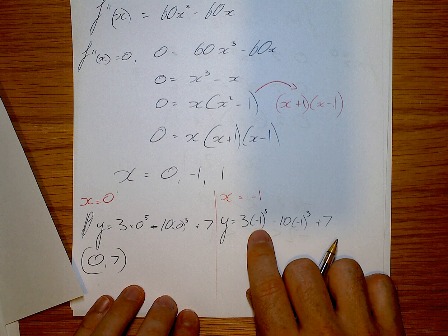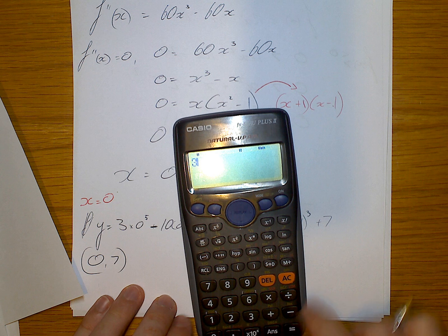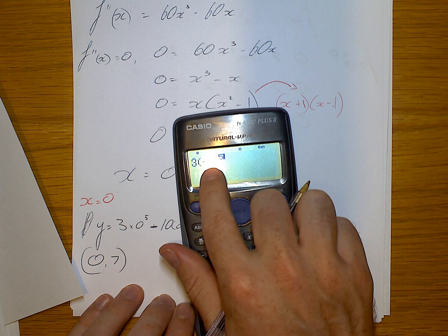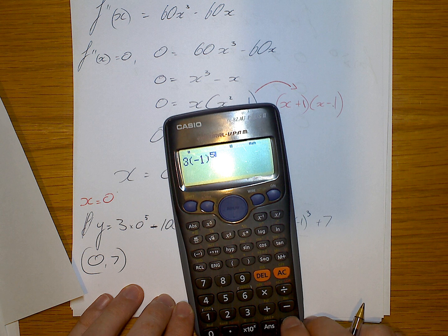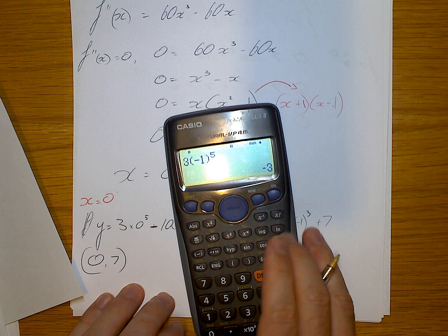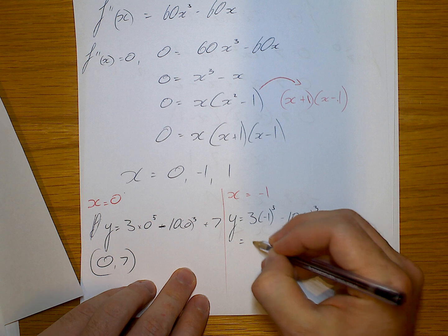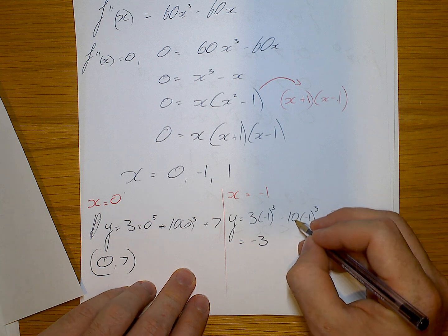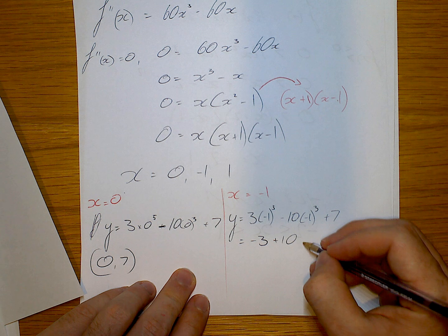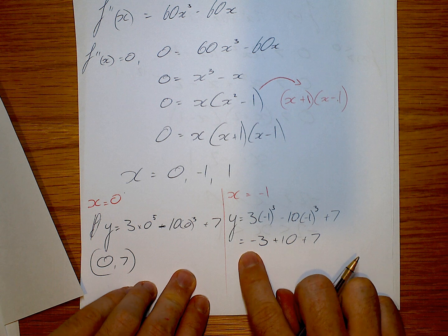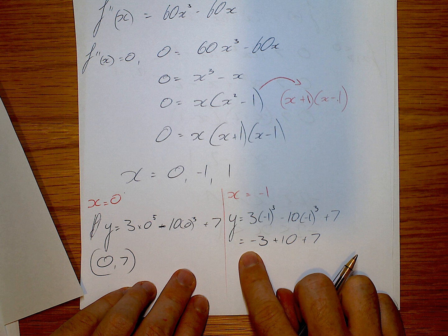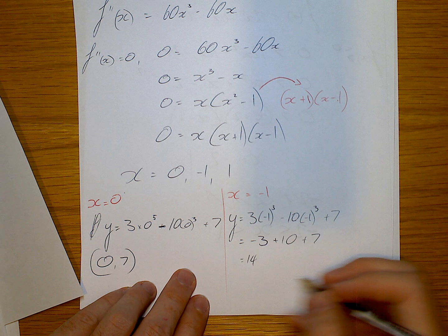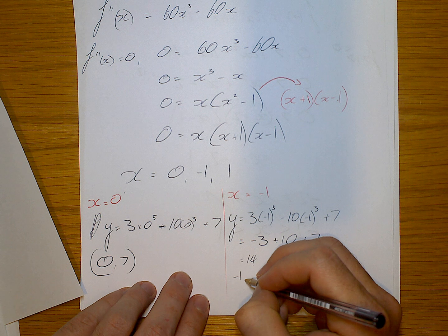You can do the maths if you really want to, or I can even show you. So 3 times negative 1 to the power of 5 will equal negative 1 times 3. So should we get negative 3? And we do. So that's negative 3. Same with here, that's going to come out negative. Negative 1 times negative 10 will make positive 10, plus 7, so that's 17 minus 3. That'll give us 14. So our other point is (-1, 14).